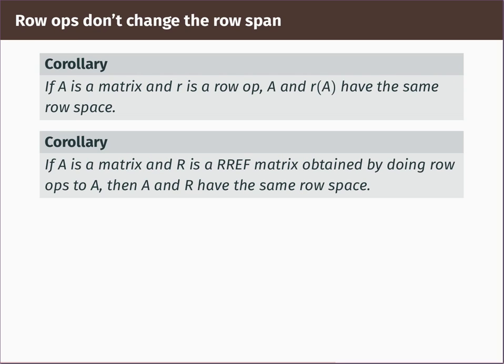So as a direct corollary, as I described earlier, it follows that if A is a matrix and R is a row operation, then the row space of A and the row space of R of A are equal. Because doing a single row operation doesn't change the row space, doing any sequence of row operations doesn't change the row space. So if A is a matrix and R is a row-reduced echelon form matrix, which you can get by doing row operations to A, then A and R have the same row space.